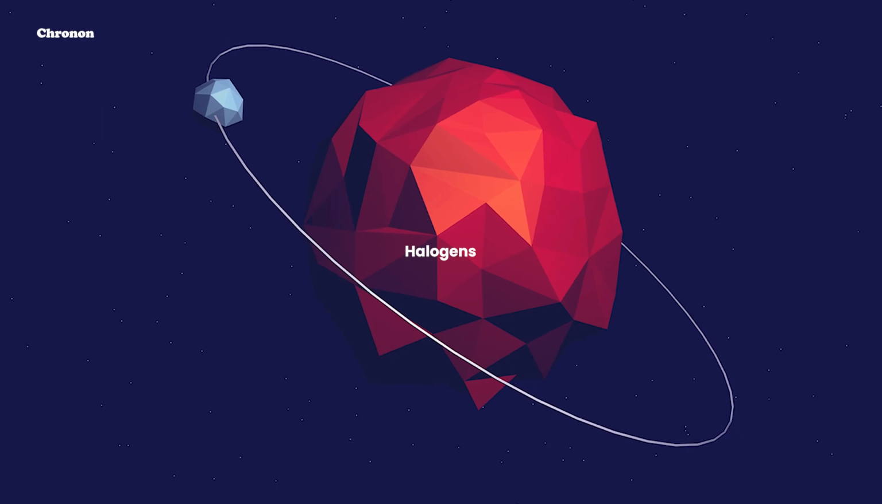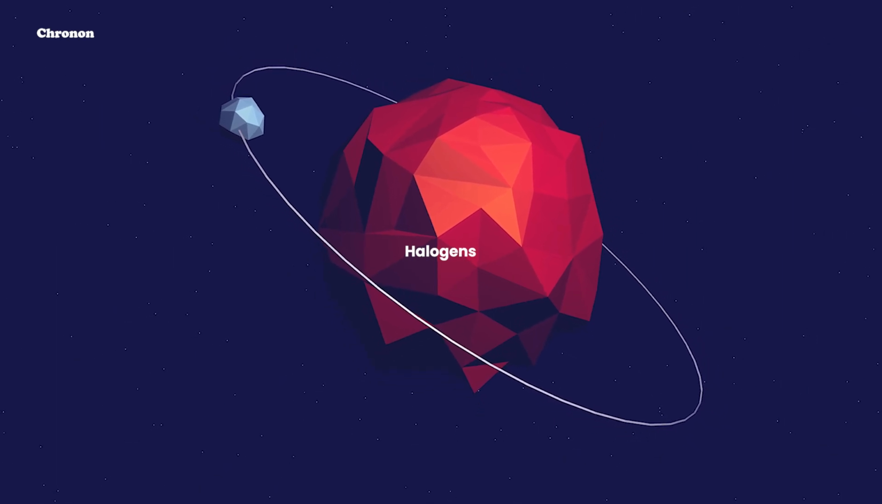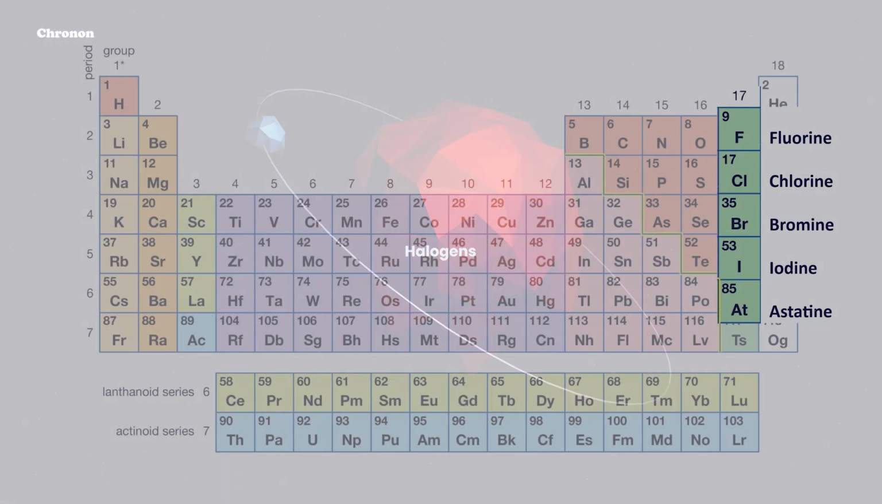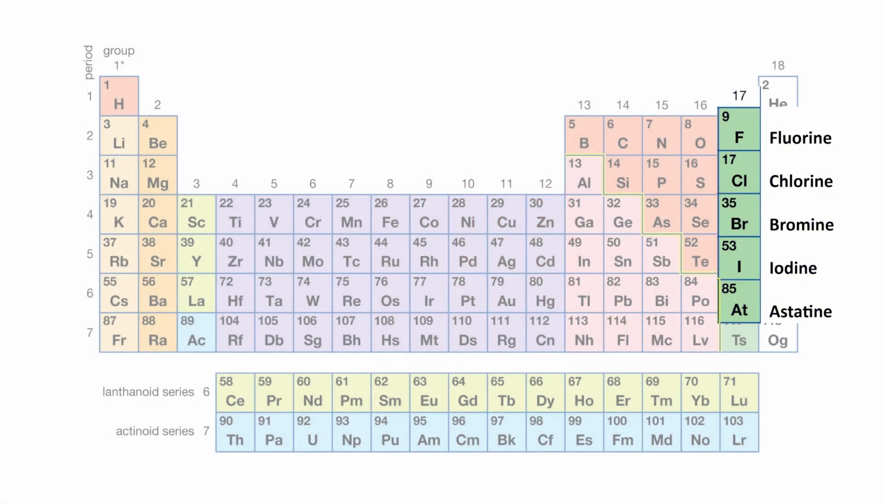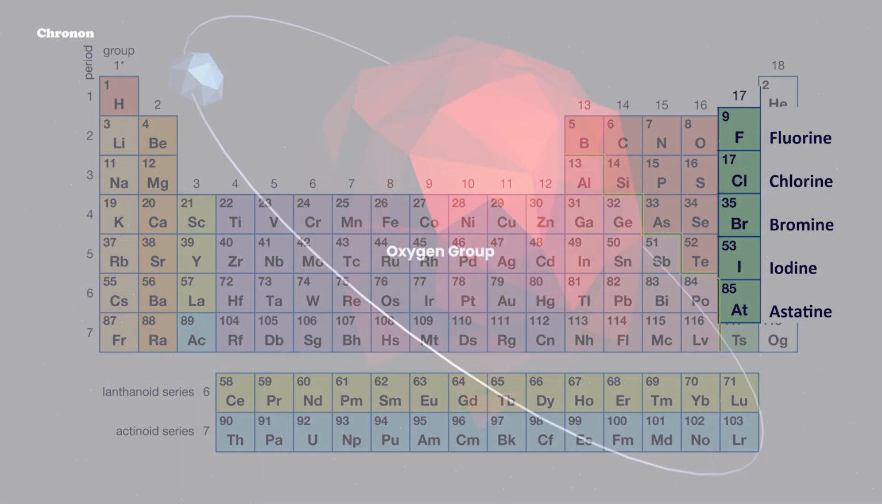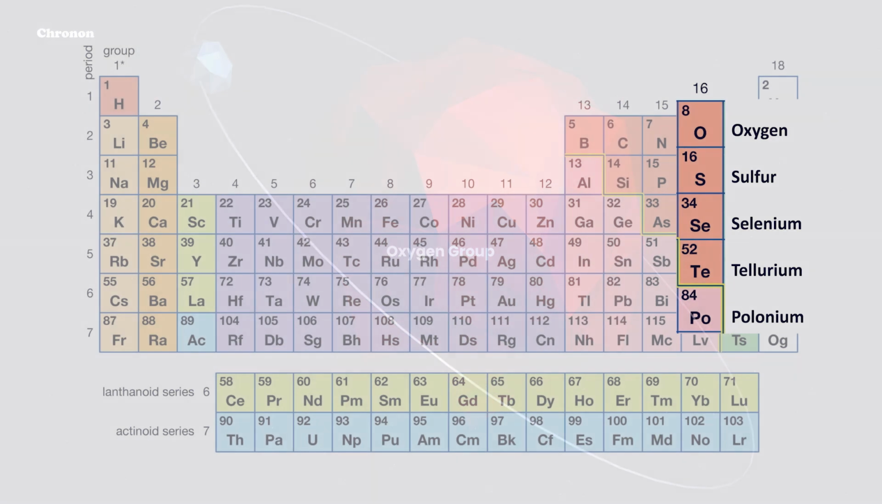Halogens. Halogens are located in group 17 of the periodic table and include fluorine, chlorine, bromine, iodine, and astatine. Oxygen group. The oxygen group includes oxygen, sulfur, selenium, tellurium, and polonium.